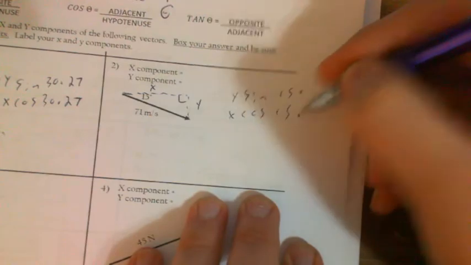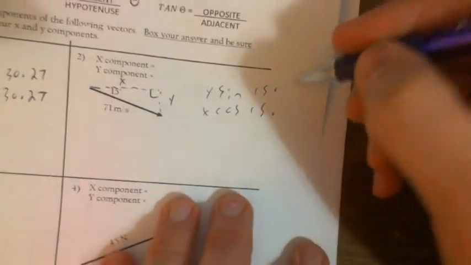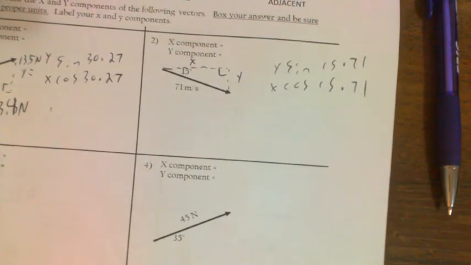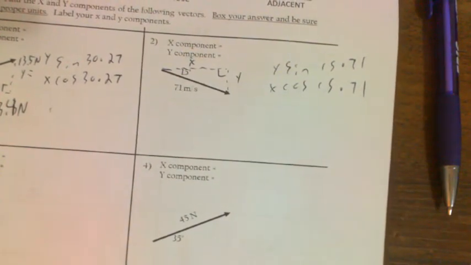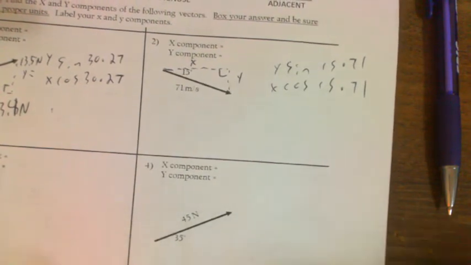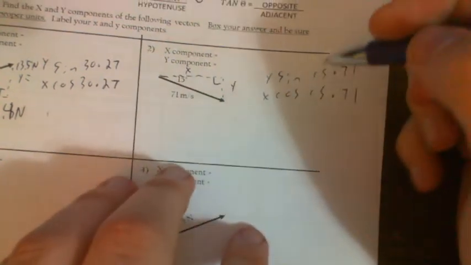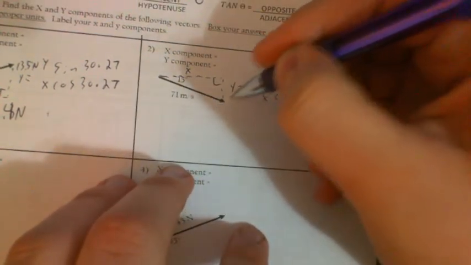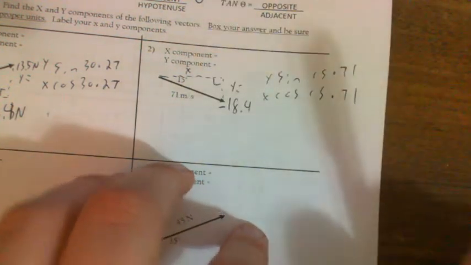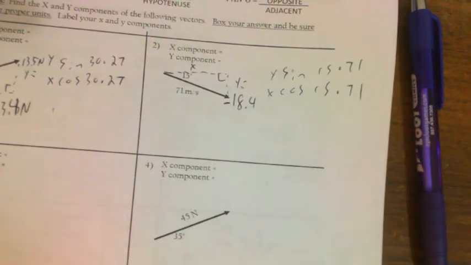We can go ahead and multiply this by the length of the whole vector, which is 71. Let's ask my calculator what this is. So the sine of 15 degrees is 0.26 times 71. This is going to give me about 18.4. So my y component is 18.4. And notice this is going down, so it's negative 18.4. I'm going to put a minus sign in front of it really quick.